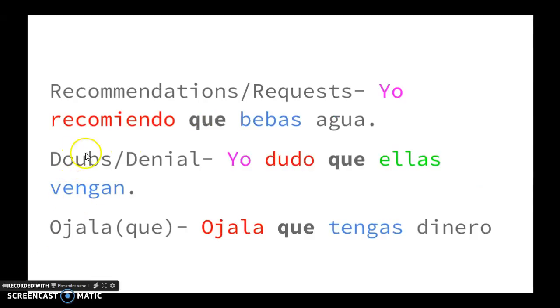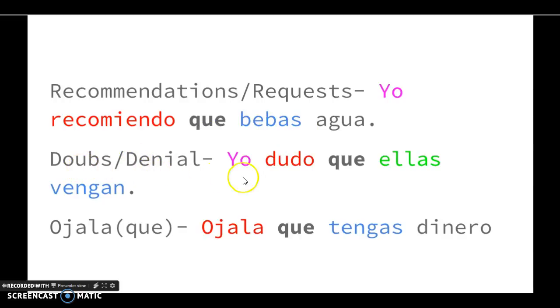Recommendations and requests. Yo recomiendo, so I recommend in the indicative form. Que bebas agua, I recommend that you drink water. Since we don't know if you're going to drink water, we'll use the subjunctive. And beber is an ER ending verb, so we have bebas in the subjunctive.